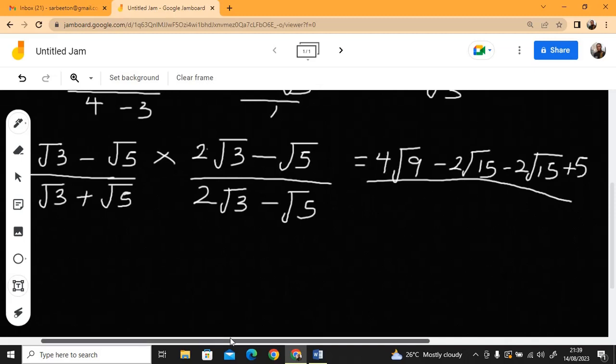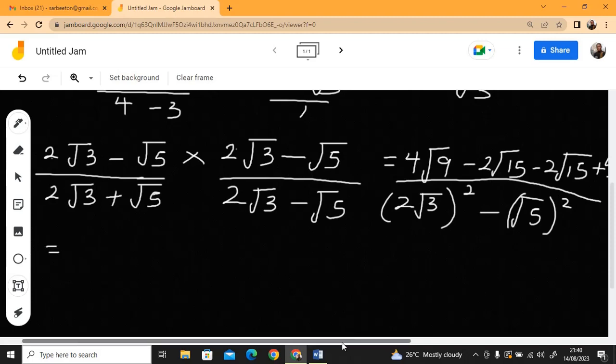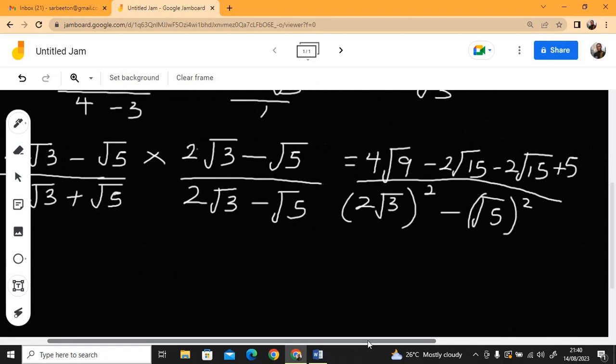So the formula for conjugate is very easy. I will just take this, I will square this, then I will square these two. This will be 2 root 3 squared, minus, this is root 5 here, so minus root 5 squared. I taught you this thing in our previous class. So when we continue with this, let me move this thing so that you can follow along.